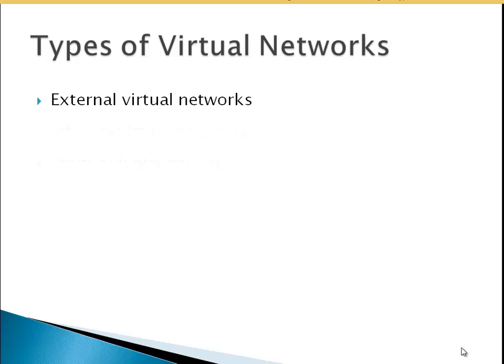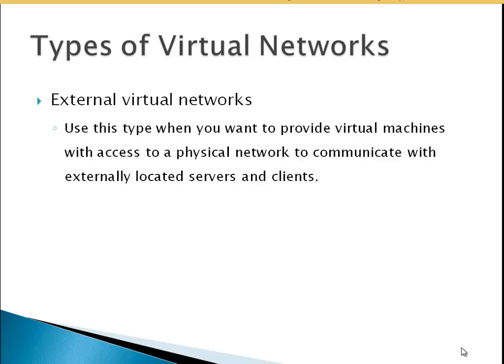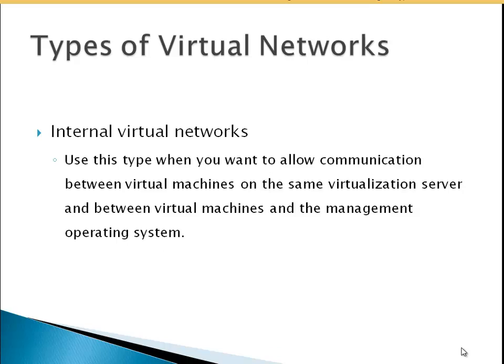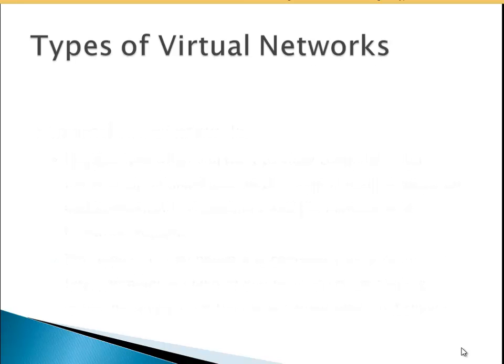Use the external virtual network type when you want to provide virtual machines with access to the physical network to communicate with externally located servers and clients. Hyper-V does not support wireless networks. Then we have the internal virtual network. Use this type when you want to allow communication between virtual machines on the same virtualization server and between virtual machines and the management operating system. This type of virtual network is commonly used to build a test environment in which you need to connect to the virtual machines from the management operating system.